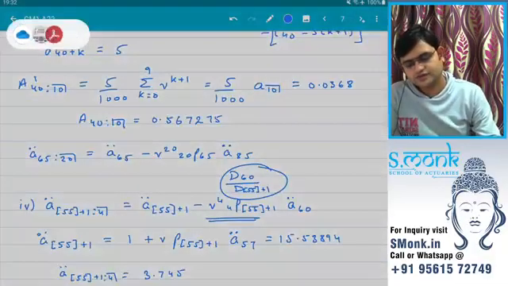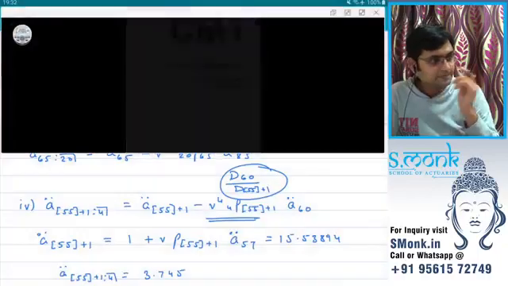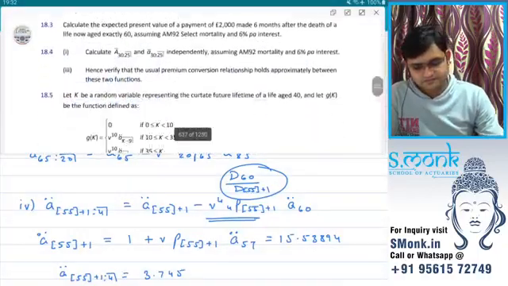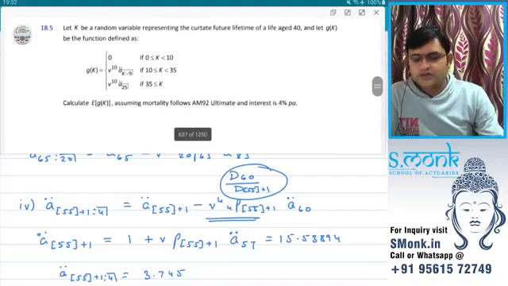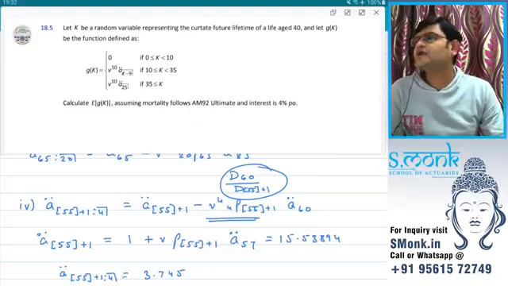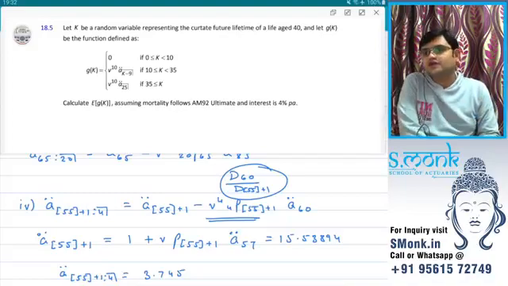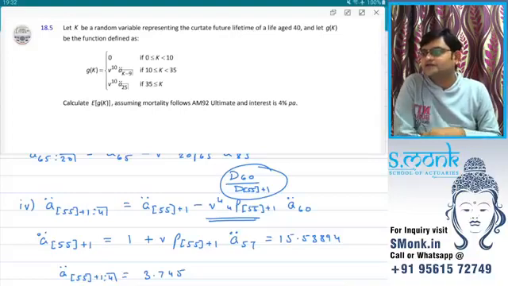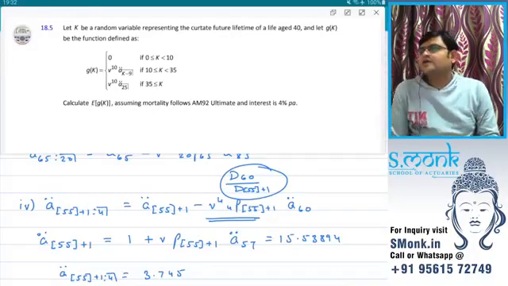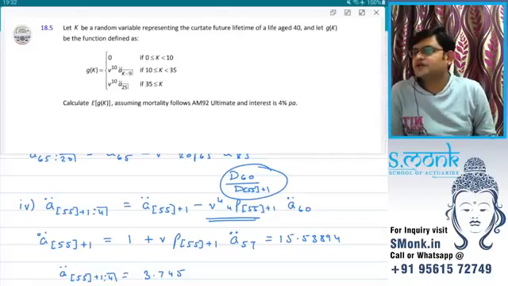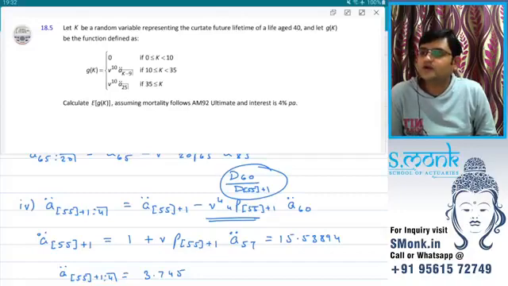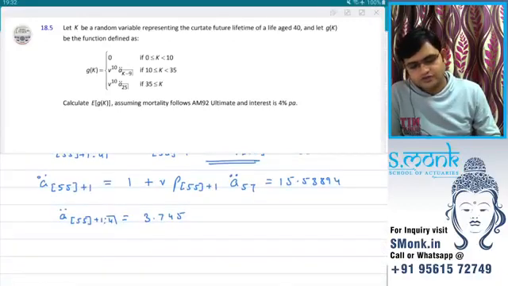18.5, 18.7. Let k be the random variable representing the curtate future lifetime of age 40 and let gk be the function defined as this. Calculate the expected value of gk assuming mortality follows AM92 ultimate and interest rate is 4%. So what do we have here?